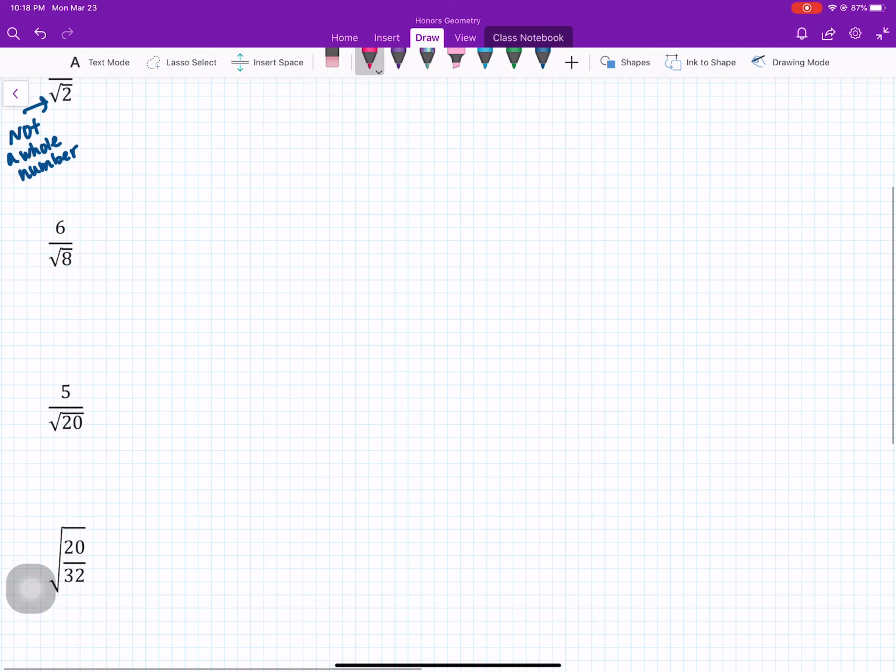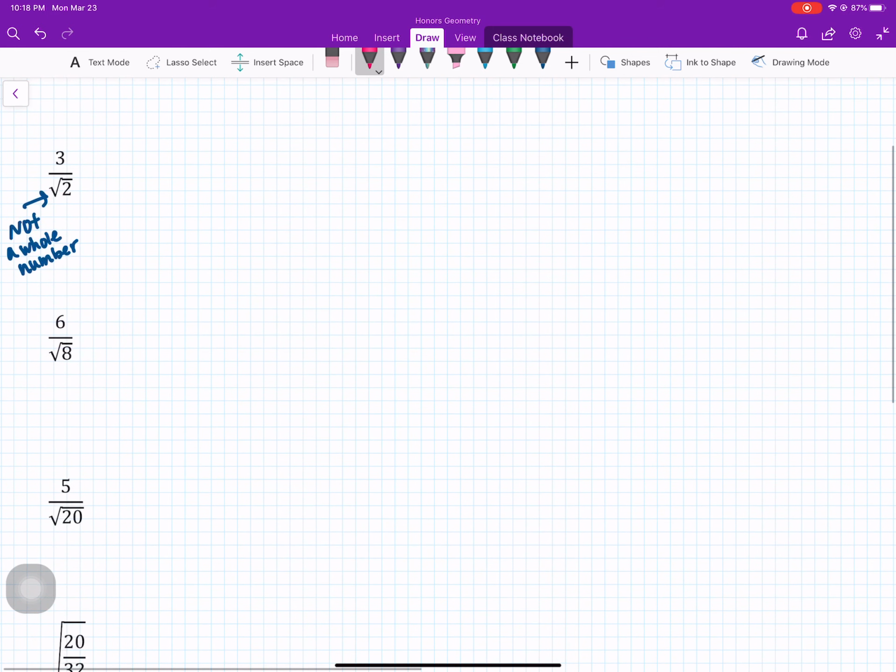You take your radical on the bottom, and because this is a fraction, you are allowed to multiply the numerator and denominator by the same number. Doing this allows some magic to happen, really. We have 3 times radical 2, which is just 3 radical 2 on the top. On the bottom, we have radical 2 times radical 2, which is radical 4.